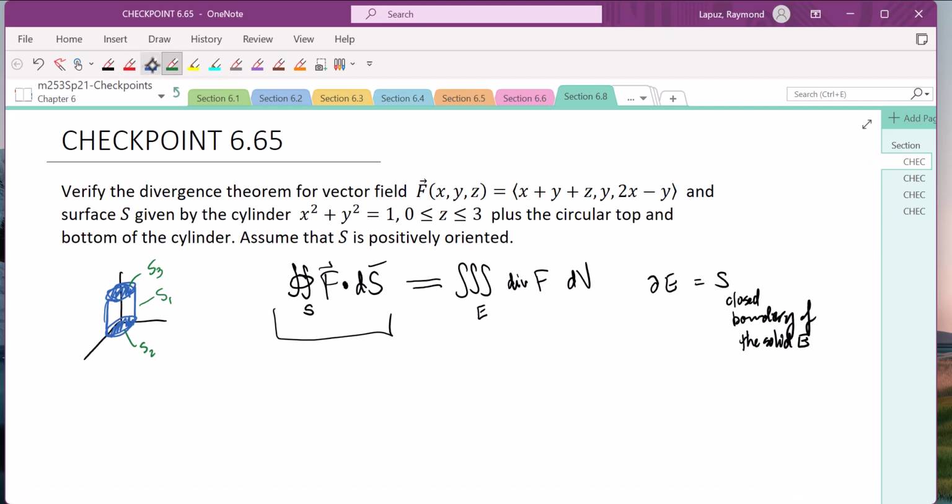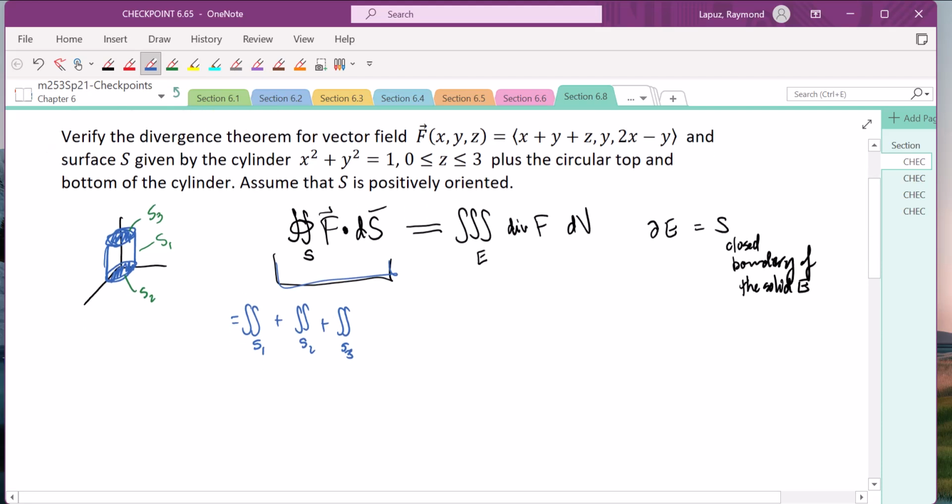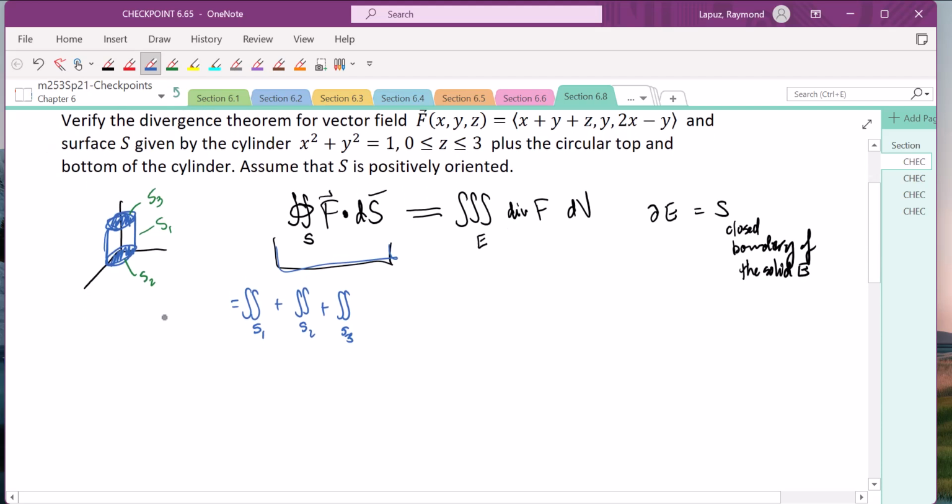So this flux of a closed surface will actually be equal to three surface integrals: a surface integral over S1, S2, and then a surface integral over S3. Now these are not closed surfaces anymore, so we don't put this symbol there. These are just regular surfaces. So we will need to parameterize each one of these surfaces.